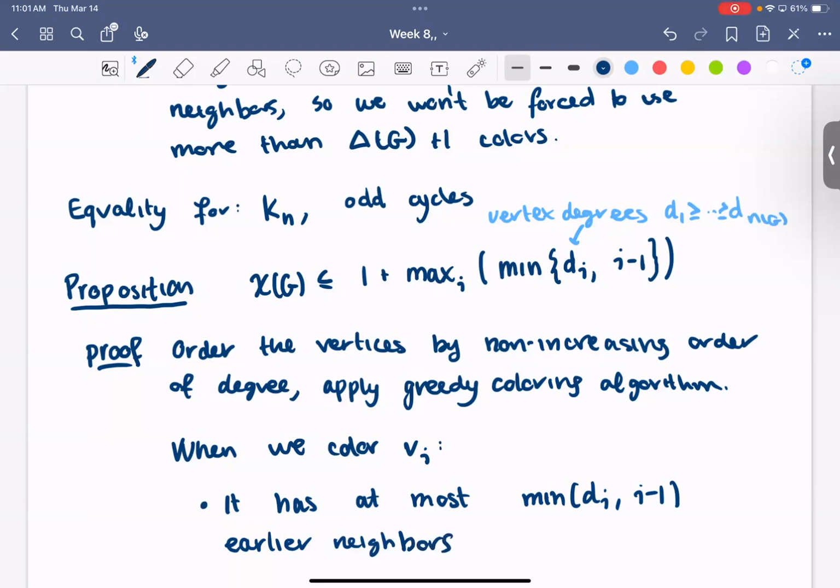Does that make sense? If we've already done all of its neighbors, then it will have d sub i earlier neighbors. Or we could have not done its neighbors already. But also, say we're only at v3, well then there are at most 2 earlier neighbors. So we'll take the minimum of those two numbers. Are there questions?